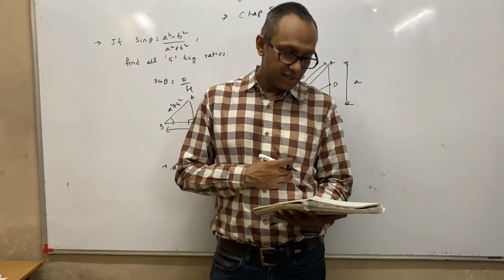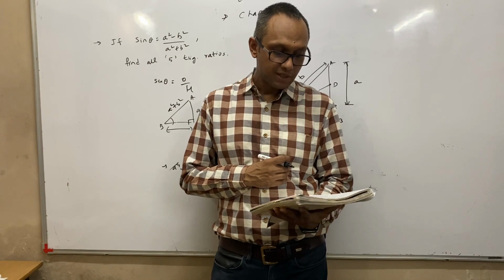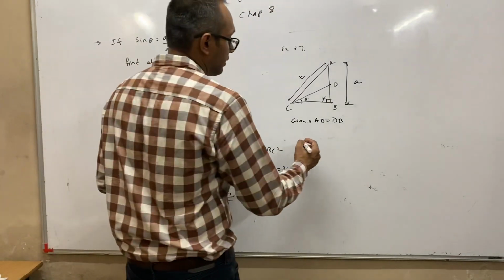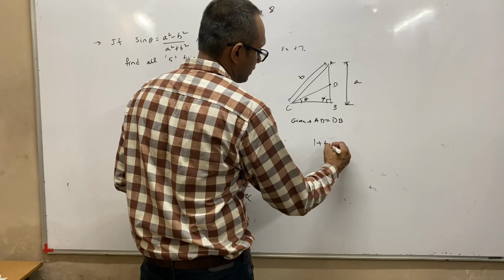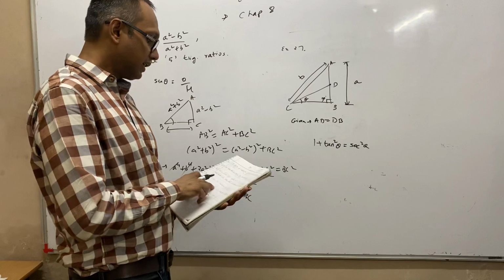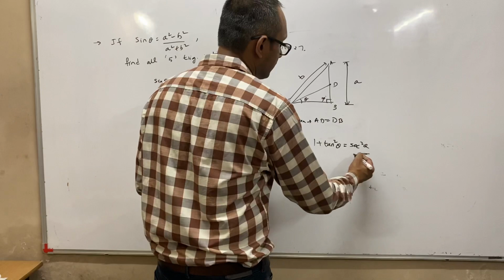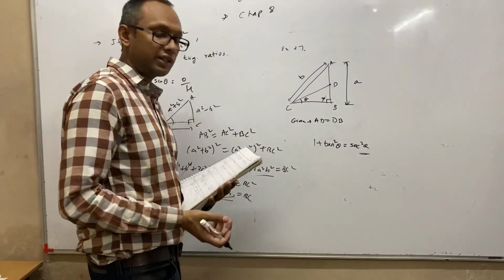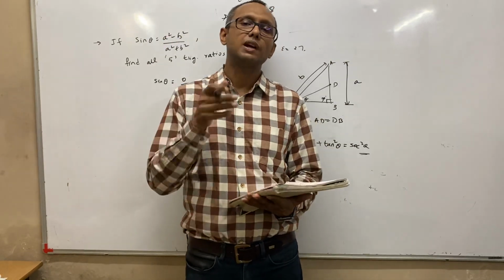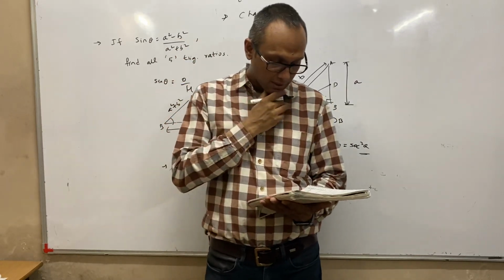Example 17 is, if sec alpha is equal to 5 upon 4, evaluate 1 minus tan alpha upon 1 plus tan alpha. In this, if you want, instead of going the traditional way, you also know the identity 1 plus tan square theta is equal to sec square theta. So as we have to evaluate tan only, you can substitute the value of sec here, get the value of tan, and then you can easily substitute it. So you need not go to the normal route of finding the 3 sides and going with the sum. That will be a faster method.